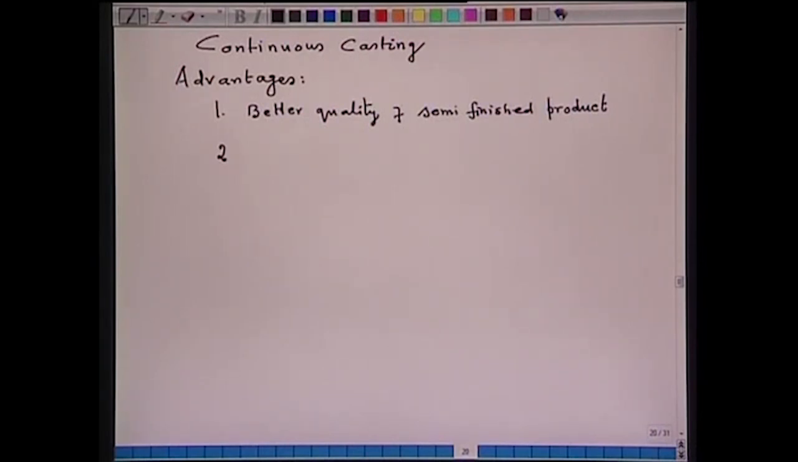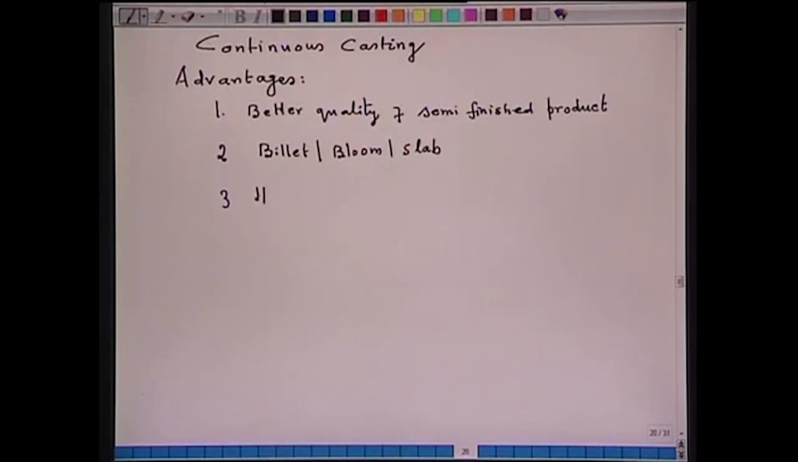the semi-finished product of a continuous casting plant consists of billet, bloom and slab. So, as such, no slabbing mill or blooming mill or billet mill in fact is required as you require when you have ingot casting. So, the semi-finished product from continuous casting plant can directly go into the rolling for finished product in contrast to ingot casting. Third advantage is higher crude to finished steel yield.